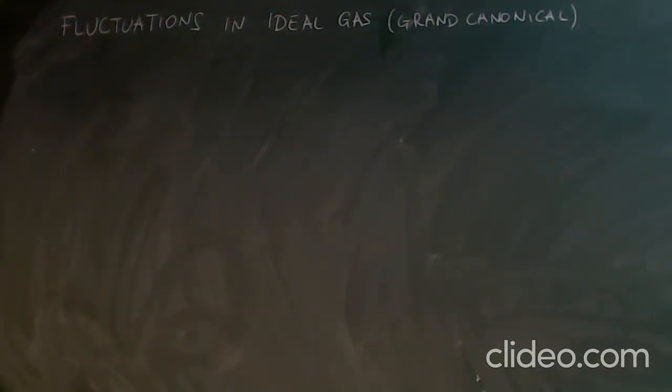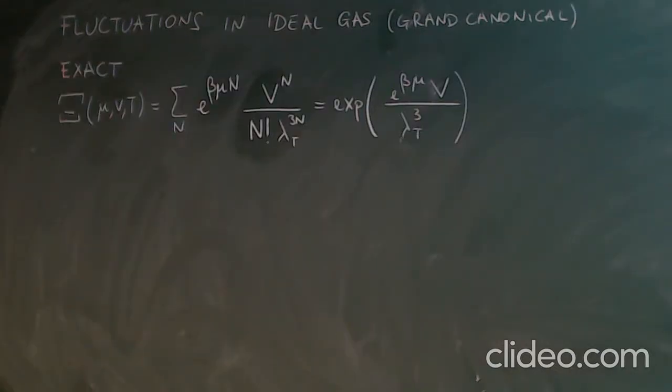Okay, so in this video today we are discussing fluctuations in an ideal gas using the grand canonical ensemble. In particular, we are interested in the fluctuations in the number of particles. So we know that for an ideal gas we can calculate the grand canonical partition function exactly, and this is this calculation. It's an exponential of exp of beta mu V over lambda T cubed, where mu is the chemical potential, V the volume, and lambda T the thermal wavelength.